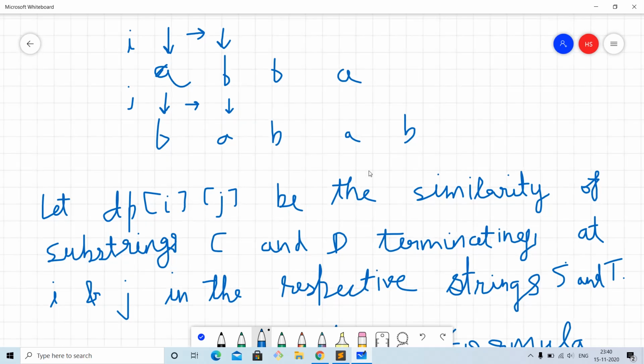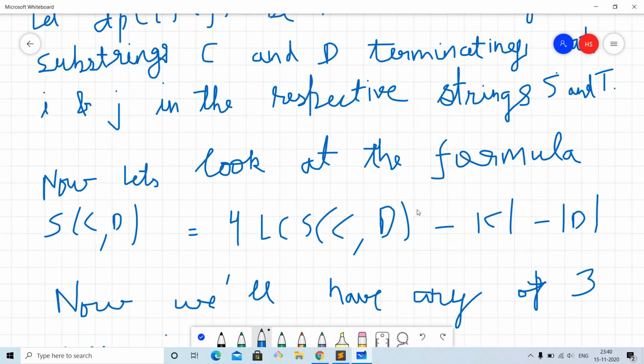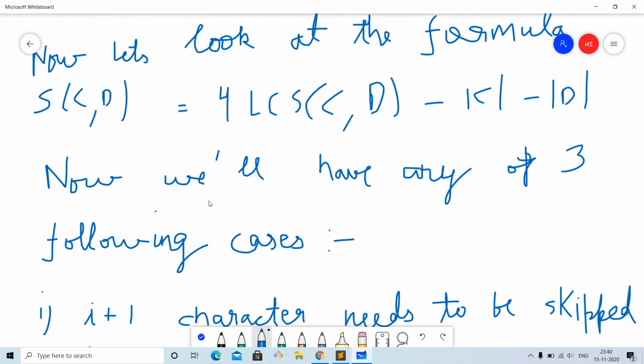So now the formula is this: the similarity of C and D is defined as 4 times the length of the longest common subsequence minus the respective lengths of C and D. So now we will have any of the three following cases.